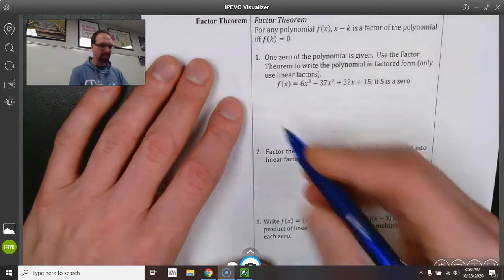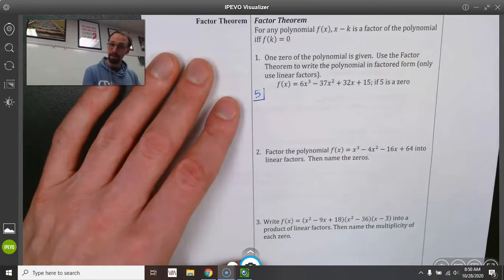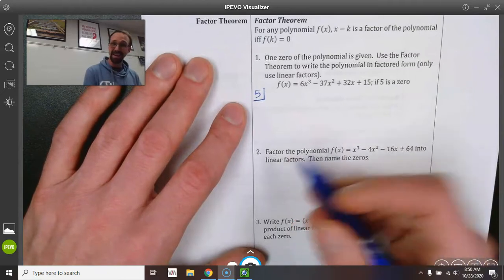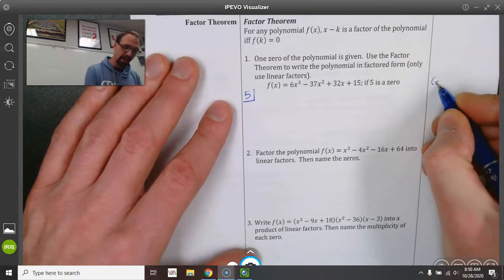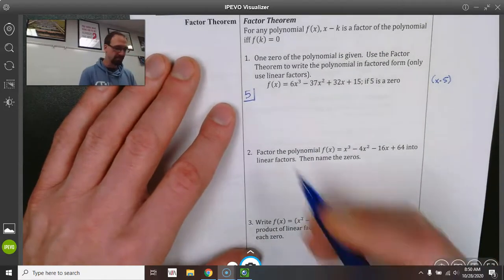If 5 is a 0, I'm going to use synthetic substitution, knowing that I'm going to get a remainder of 0, to find what the resulting polynomial is when I'm dividing. In this case, remember, if 5 is a 0, that means x minus 5 is one of the factors already of this polynomial. So we already have one of them.